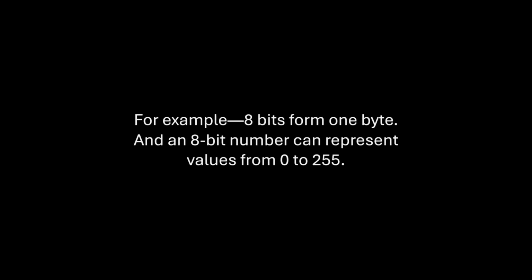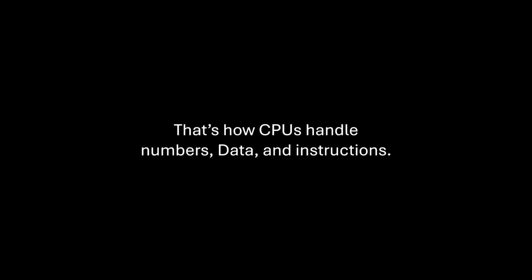And so on. For example, 8 bits form 1 byte, and an 8-bit number can represent values from 0 to 255. More bits mean larger numbers, and more data processed at once. So when we say a CPU is 32-bit, it processes data in 32-bit chunks. That's how CPUs handle numbers, data, and instructions.